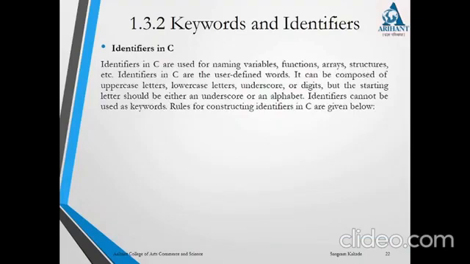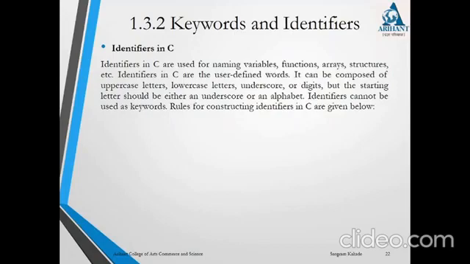Now identifiers in C are used for naming. So basically, identifiers are used for naming purposes. If you want to give a name to a variable, user-defined function, structure, or array, you can use identifiers. You might have considered that identifiers are used for naming the user-defined things, like a user-defined constant you are going to introduce in your coding. Identifiers in C are user-defined words.